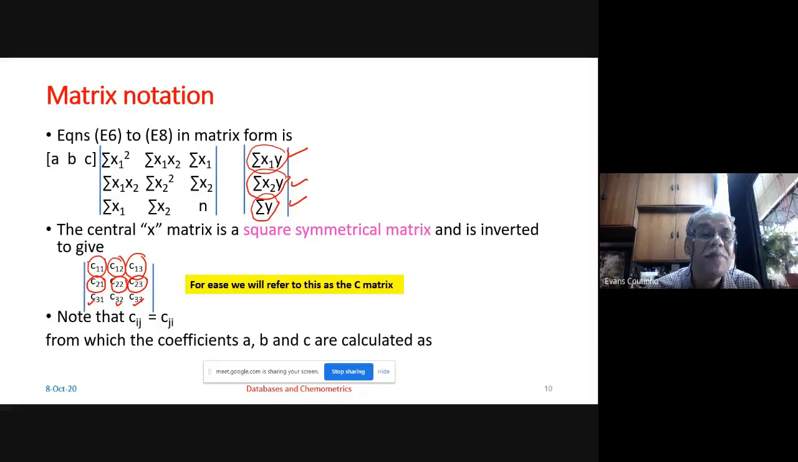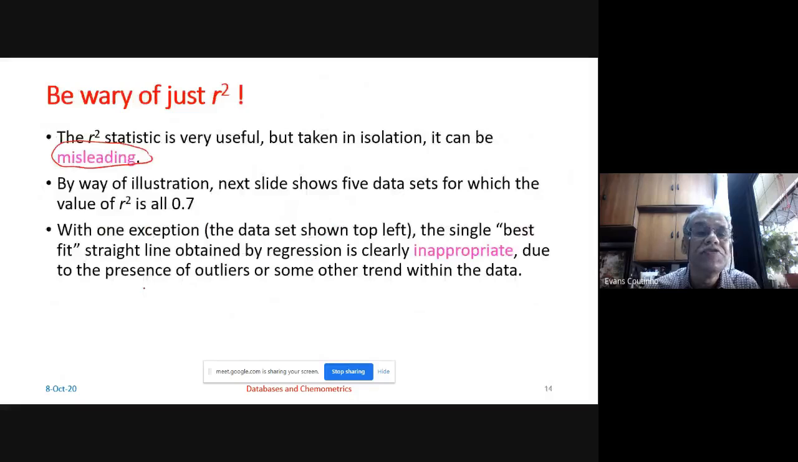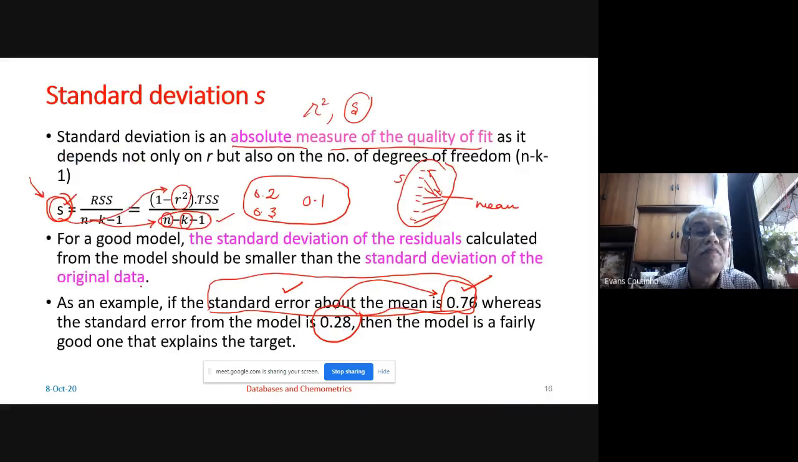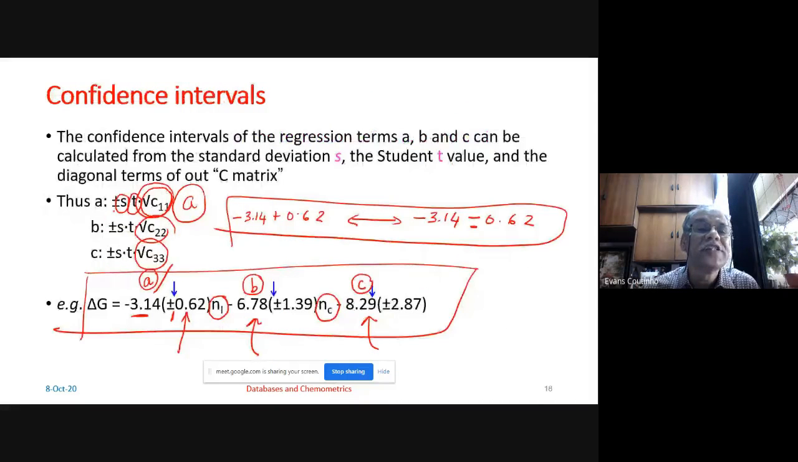These diagonals of the C matrix, these values, C11, C22, and C33, are actually utilized in order to calculate the confidence intervals of the A, B, and C coefficients out here. These confidence intervals actually should be very, very small. Theoretically, they should be very close to zero. Obviously, they'll never be exactly zero.